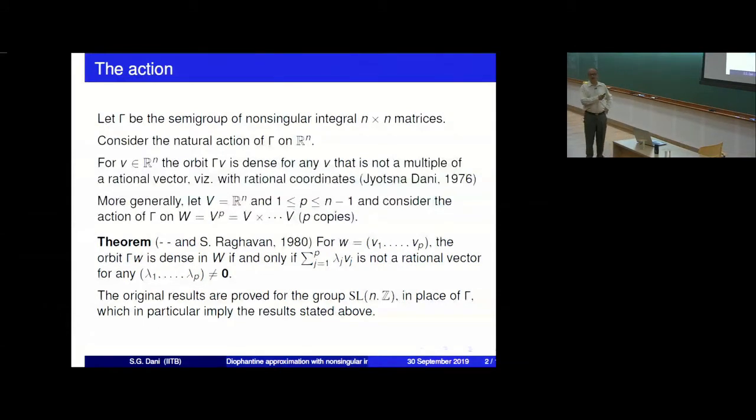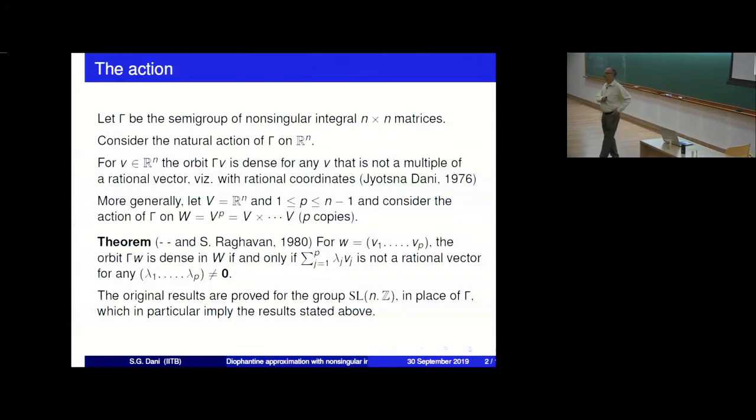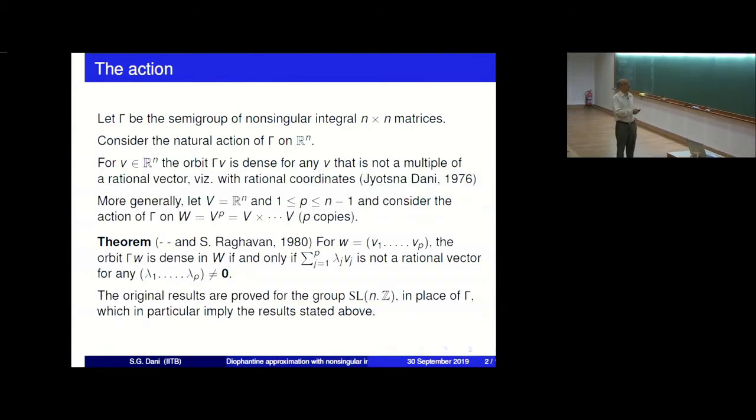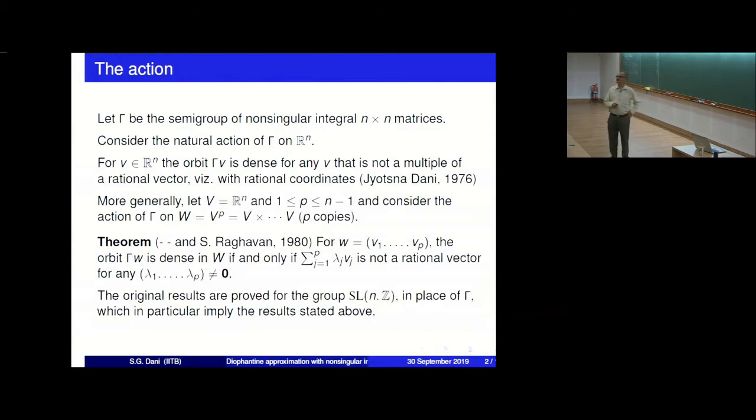So we are looking at the group of, not the group. It's in fact not a group. We are looking at the semi-group of non-singular integral transformations given by n times n matrices. And consider the natural action of this semi-group Gamma on R^n.